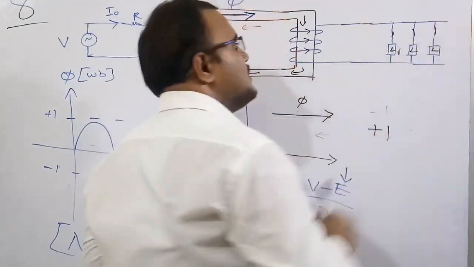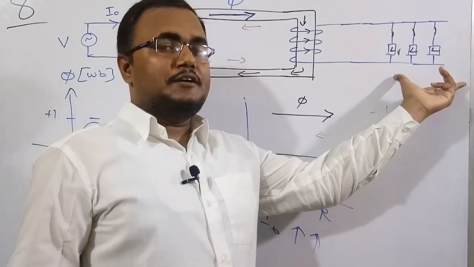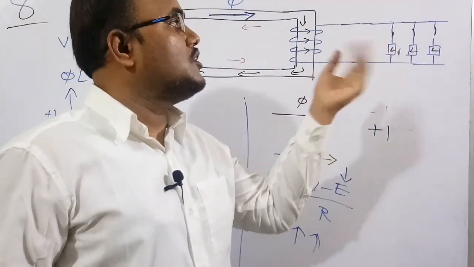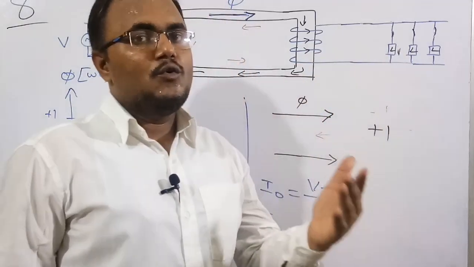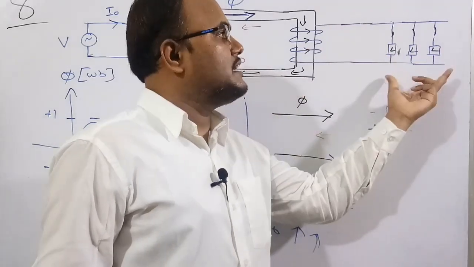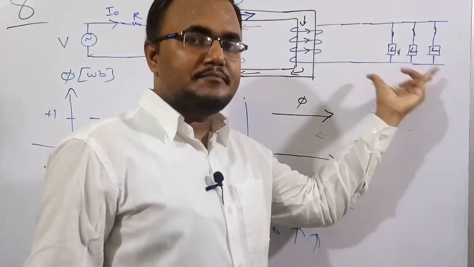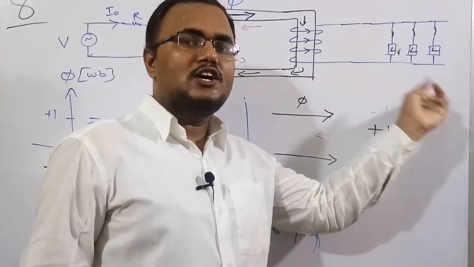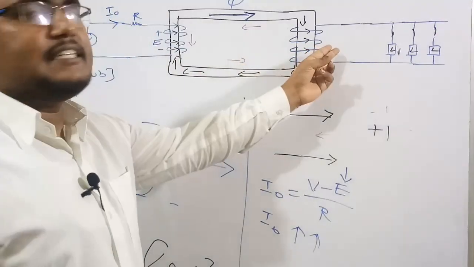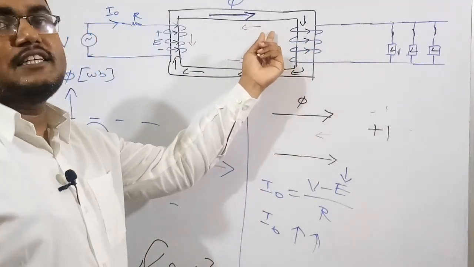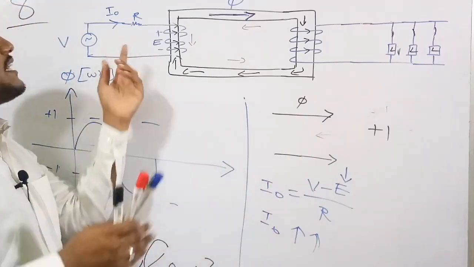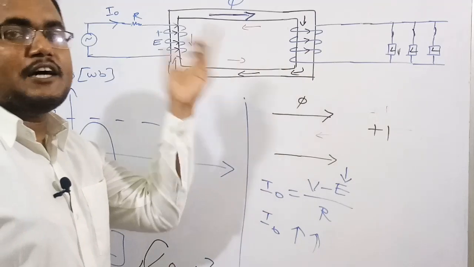If you keep another load, same thing will happen. Three loads are connected in parallel, so the net resistance will decrease and more current will be drawn. That is the reason that when loads are connected in parallel, the current is increased. Whenever the load is increased, it means we are connecting the loads in parallel. So again the current is increased, the opposition flux increases, the net resultant flux will decrease, again EMF will decrease, the current will increase, and the flux will increase back to its original position.